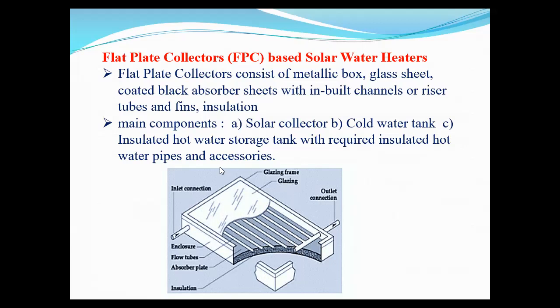So solar radiation falls on this glass sheet and then is transmitted inside and incident on these black tubes in which water is flowing. So that heat is absorbed by the water. So main components: we have solar collector, flat plate collector, then cold water tank, insulated hot water storage tank, for the water heater as well as for the low temperature power plant.